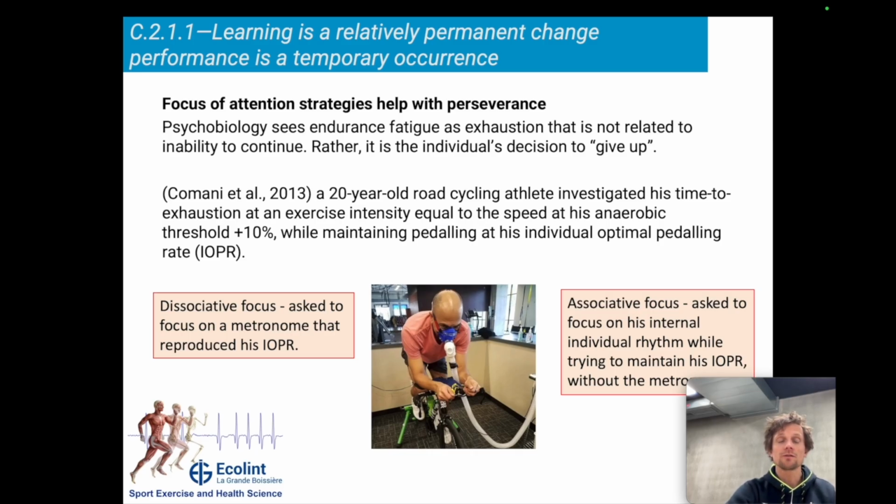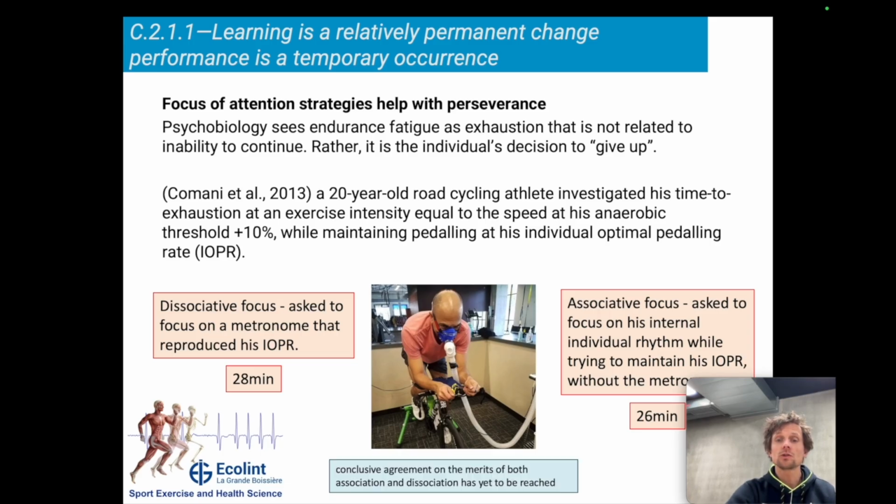The results were significant. The dissociative focus resulted in a time to exhaustion of 28 minutes, whilst the associative focus saw the time to exhaustion drop to 26 minutes. The implication here is that when we use a dissociative focus, that increases our levels of perseverance and convinces us to give up later rather than when we focus on what's going on internally. However, conclusive agreement on the merits of either an associative or dissociative focus has yet to be reached. There's clearly certain advantages in certain scenarios of both situations.